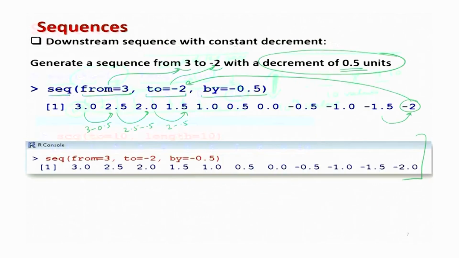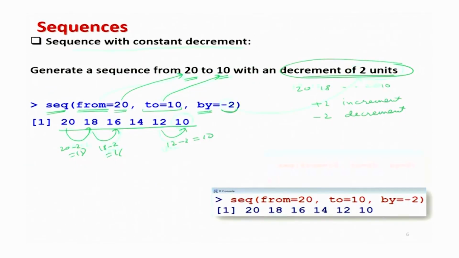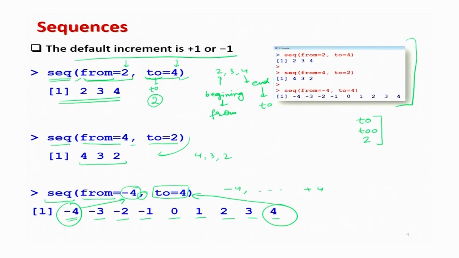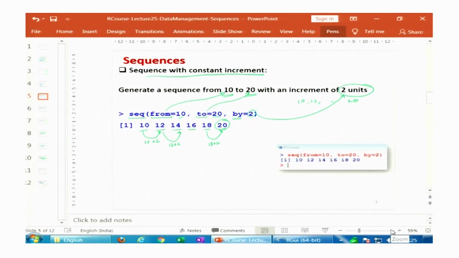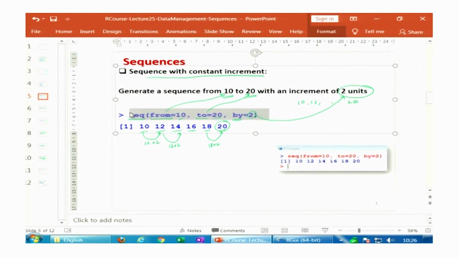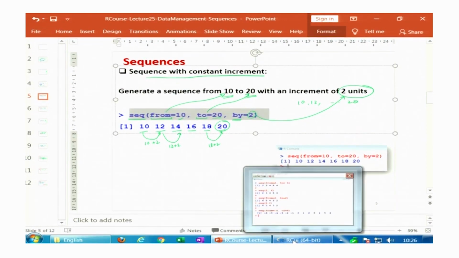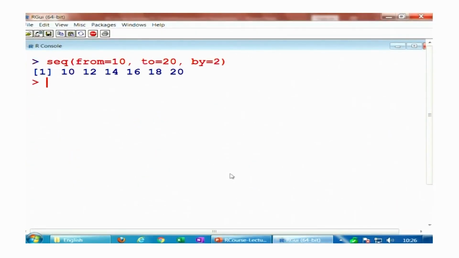Now let me try to show you these things on the R console. I have taken the example using the from, but you can also use to, and there can be many combinations which you can do here. So, for example, if I want to generate a sequence which begins from 10 and goes up to 20, with a constant increment of 2 units, this will look like this.